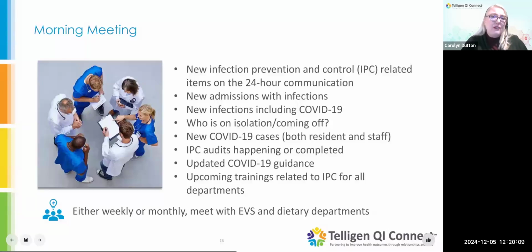Any updated COVID-19 guidance. You want to make sure that everyone in your leadership team and on the floor is aware of any updated guidance that's out there, not just for COVID-19, but for any infection prevention and control that would have to do with their job role. And if there are any upcoming trainings related to infection prevention and control, that would be good for any of those departments. Now, since infection prevention and control is all encompassing, meeting with your environmental services and dietary and other departments weekly or monthly is recommended.